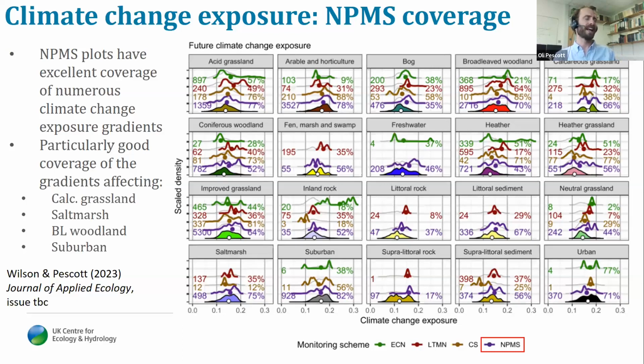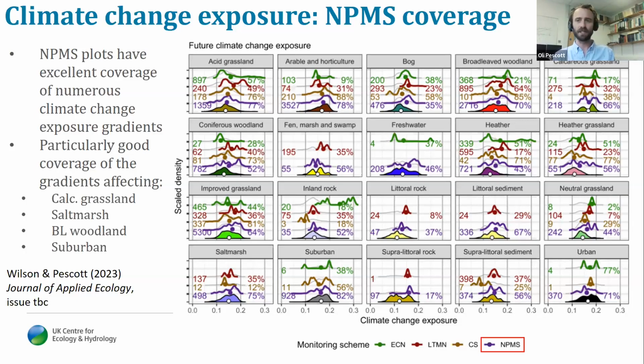And then what we did is we looked at the NPMS plots and the other schemes, the Countryside Survey, a couple of other Natural England sponsored schemes, and looked at how well those plots sampled that gradient. And so that purple squiggle that says 66%, and the number of plots, 218, is an indication of how well the observed distribution of your plots within calcareous grassland within the NPMS overlapped that random sample of calcareous grassland, which is a representation of its true exposure to climate change insofar as we've been able to model it. And so there we've got NPMS plots covering 66% of that gradient, which is pretty good.